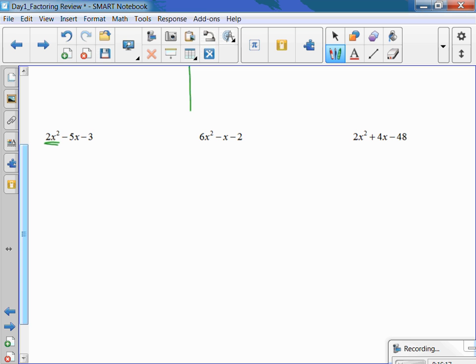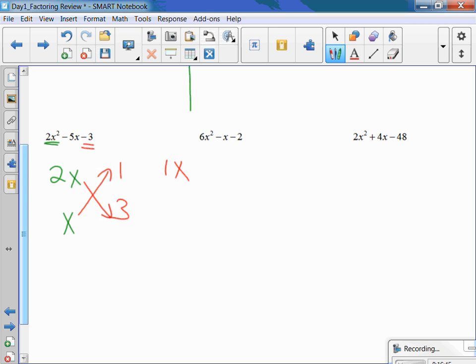And then we look at the 3. The factors of 3 are what? 3 and 1 or 1 and 3. We write them down over here. Crisscross method tells us we make that crisscross pattern, and we just multiply x times 1, giving me 1x, 2x times 3, giving me 6x.